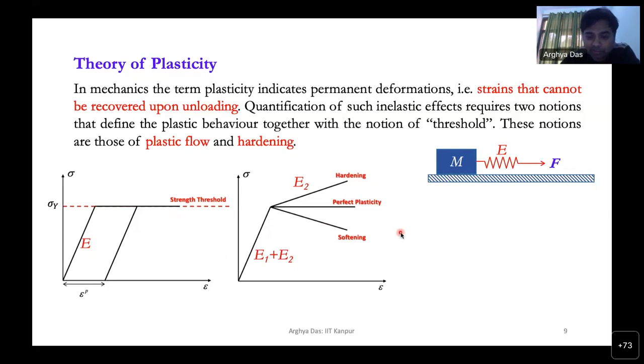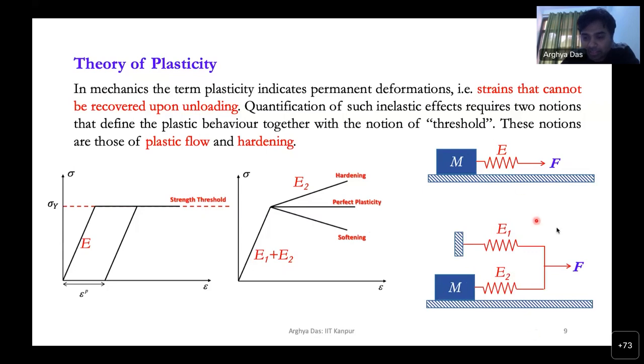Similarly, for the hardening-softening response, we can idealize it as a dual spring mechanism, in which you are initially pushing it, and when the threshold is crossed, because of another spring associated with it, you can have some additional stress gain within the system, which may result in some sort of hardening. These are very idealized situations, but this gives a very nice background and understanding of how to model plasticity for any material.